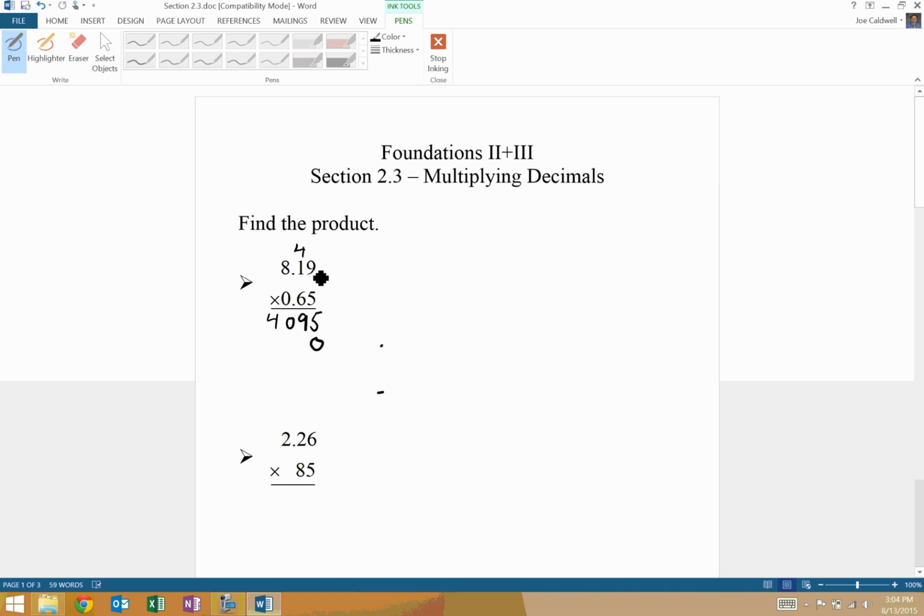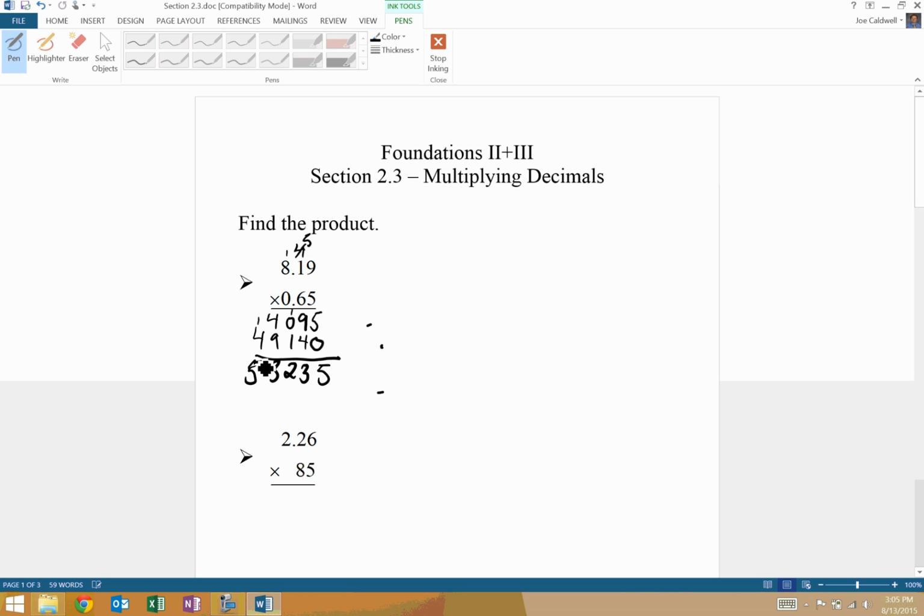6 times 9 is 54. So we're going to put the 4, carry the 5. 6 times 1, and then add the 5 is 11, carry the 1. And 6 times 8 is 48 plus 1, 49. So then we add them up. 5, 13, carry the 1, 2, 9 plus 4 is 13, carry the 1, 5.